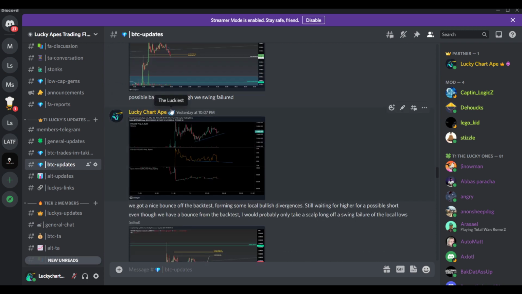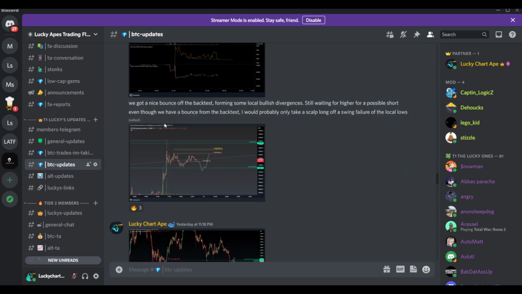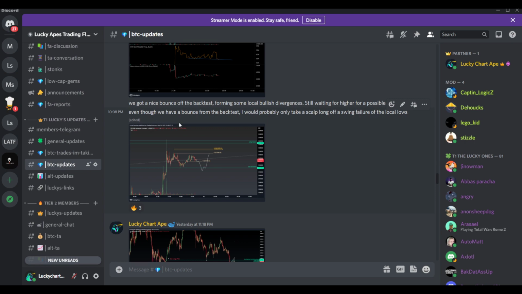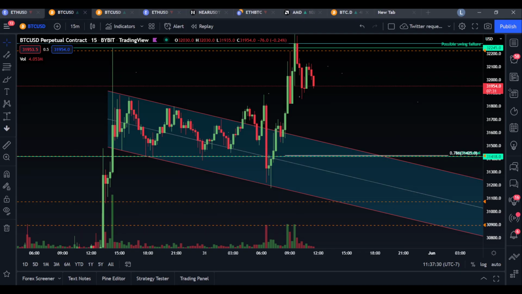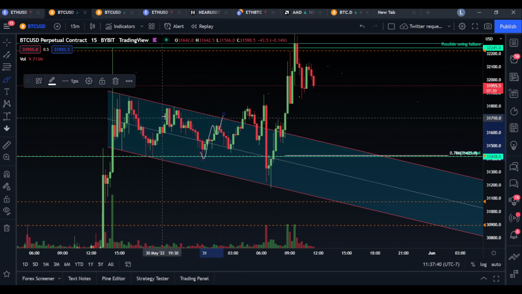So we have some absorption, some bullish divergences forming as price moved up because we bounced off that high. And then I said, even though we have a bounce from the back test, I would probably only take a scalp long off a swing failure of the local low. So as price moved up, we can quickly look at that on the chart. I'll just point out where we were. So we had this bounce, price moved up. I said, I'm looking for a swing failure of this low, which means we take the low and then we rally off of it for a scalp long.